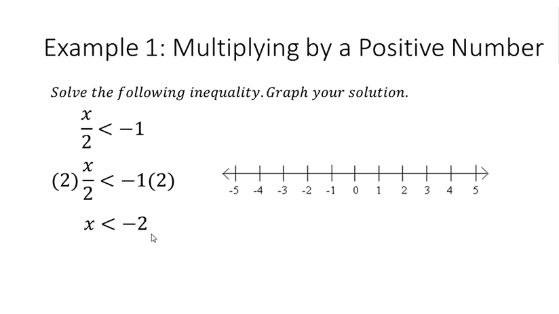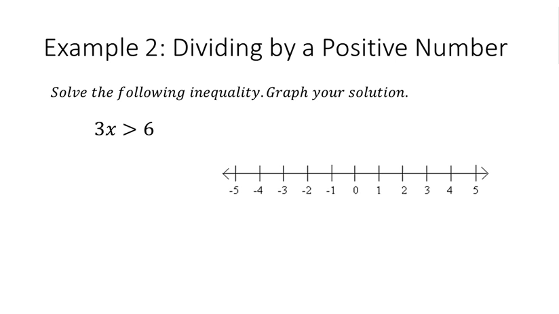than negative 2. And so since it's less than and there's no line underneath the inequality, we're going to have an open circle at negative 2. And since x is less than, we're going to be shading to the left on the number line. And that's all you would do for this first example.